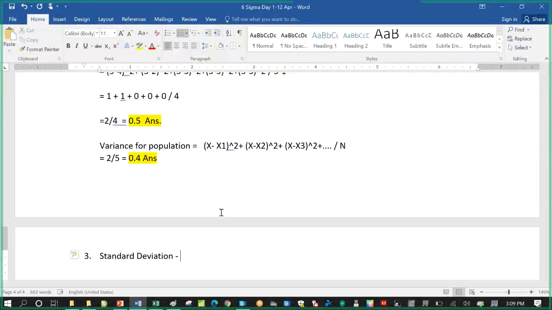So this target will be given by the customer. Like in this case, it's 0.5, right? Let's say if the customer says I want only 0.3, then we are out of line. So I'll have to check all my parts whether they are meeting the customer requirement or not, whether there is too much variation.